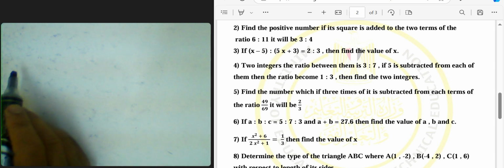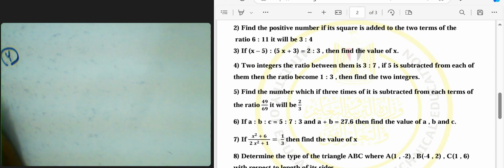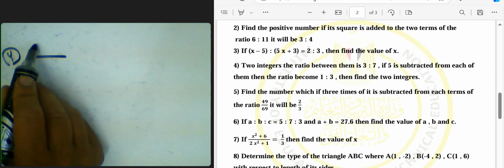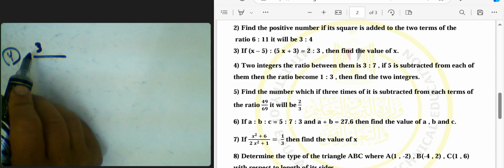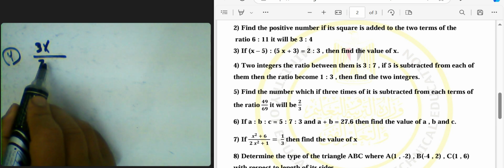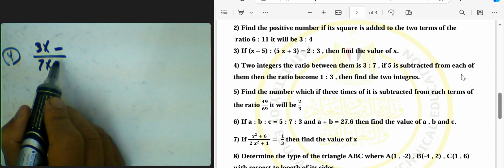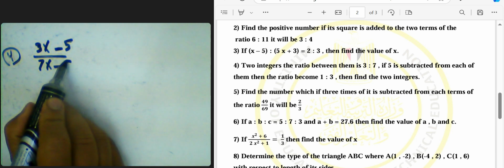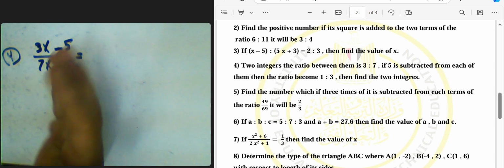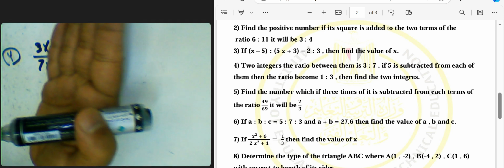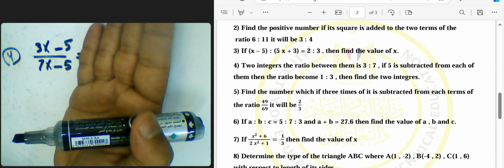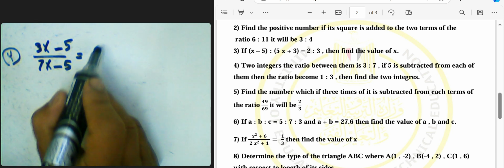Now we will solve question number 4. Two integers, the ratio between them is 3 to 7. If 5 is subtracted from each of them. Okay, we have 3 and 7, the ratio between two numbers. Then the first number will be 3x and the second number will be 7x. If we subtract 5 from the first and second term, antecedent and consequent, the result will be 1 over 3.